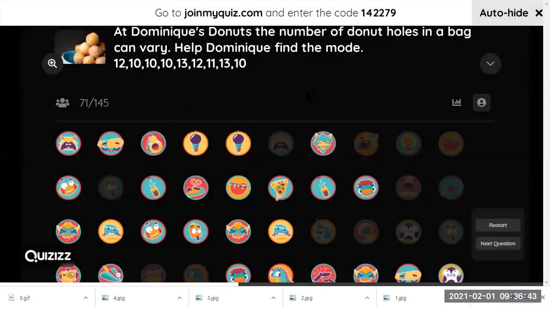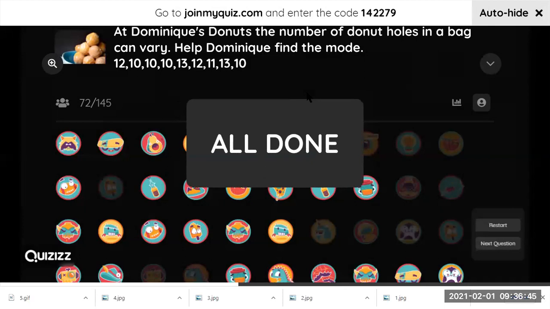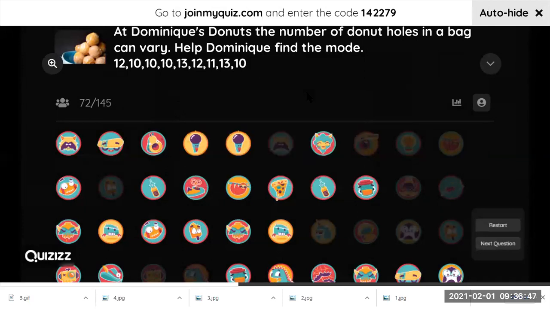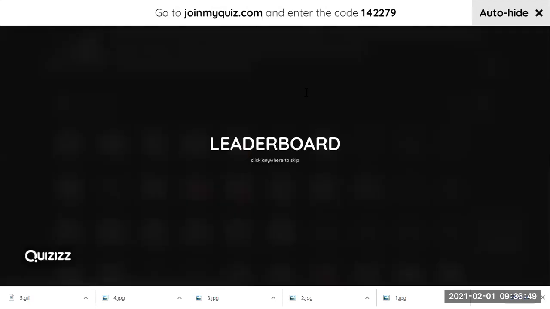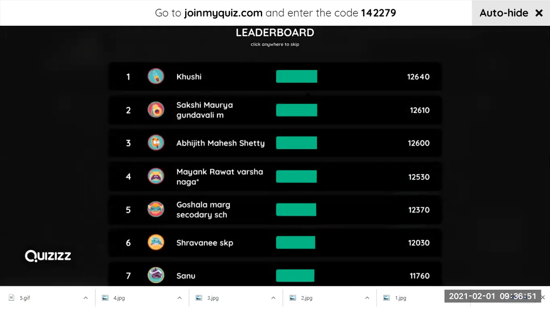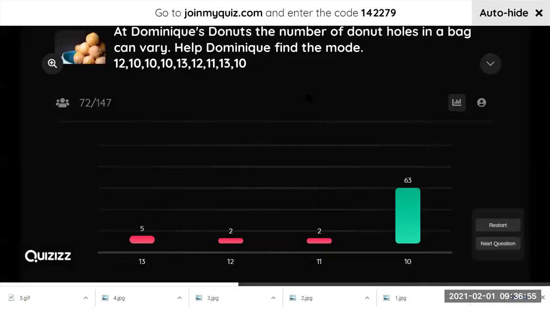Let us see how many of you got it right. And we see Khushi is on the top still. Great. 63 of you got it right, but still few of them are confused. Just check the question once again. Maximum repeating number, that's 10. 10 is repeated 4 times. 13 is 2 times. 12 is 2 times. So the answer is 10.